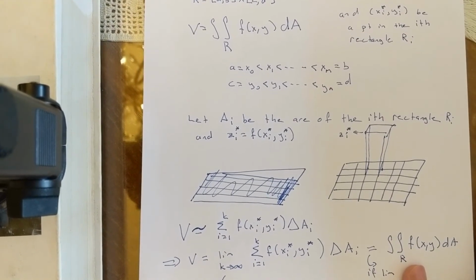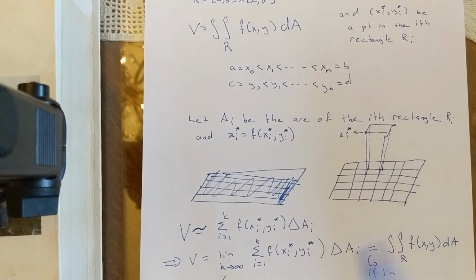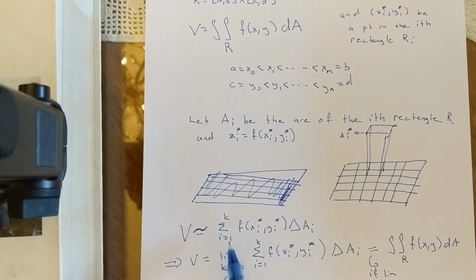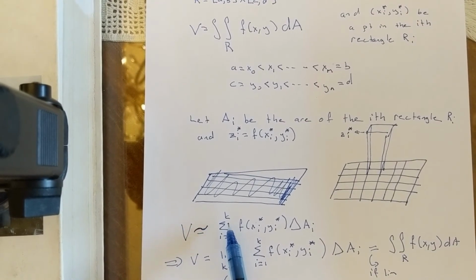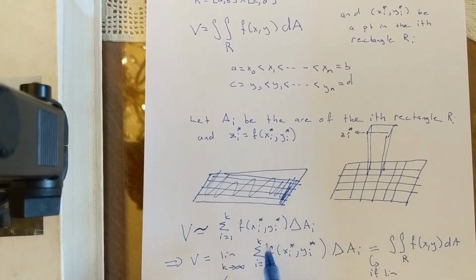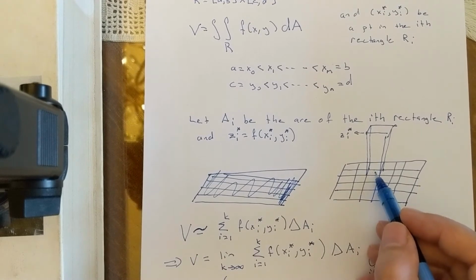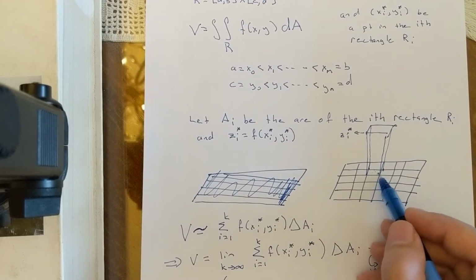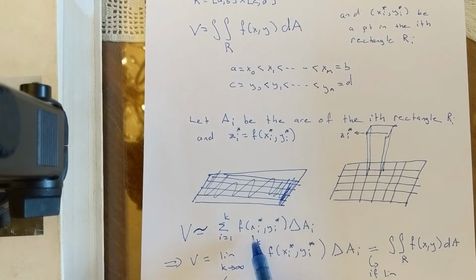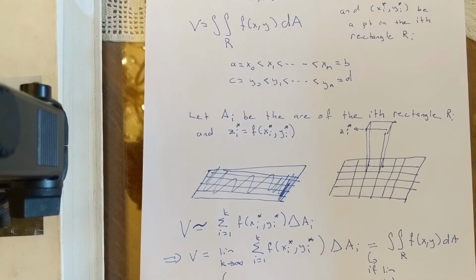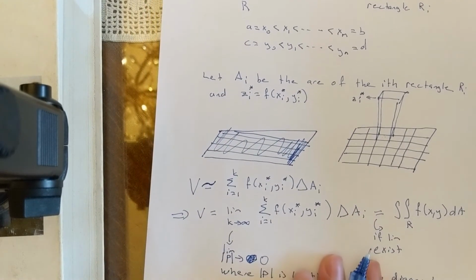Just like the single variable idea. So the volume is going to be approximately, I do this for all the boxes, from the first box to the kth box. Remember, k was equal to m times n. To calculate the volume, I need to find the area of the rectangle on the bottom, which was A sub I, times the height of the box, and that was z sub I. That was f of x sub I star, y sub I star.